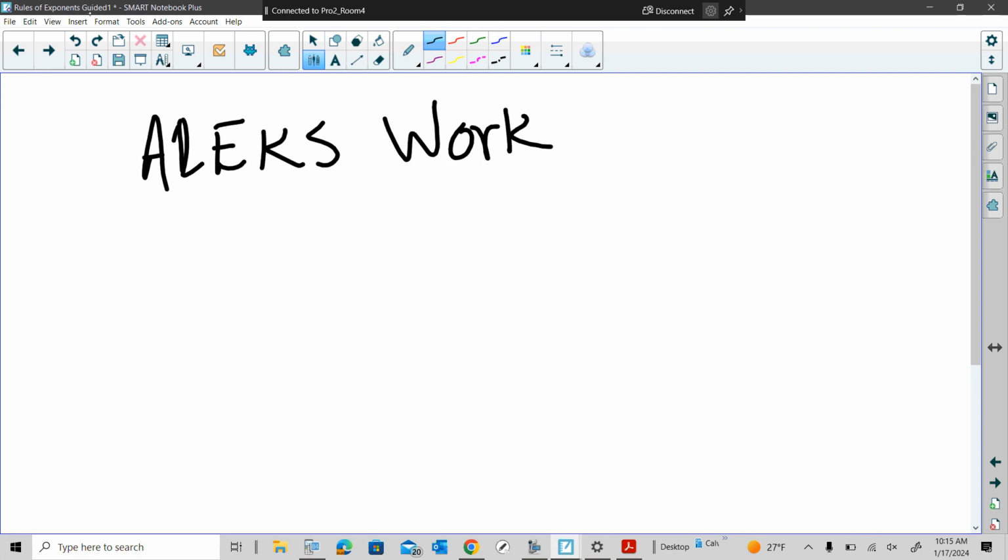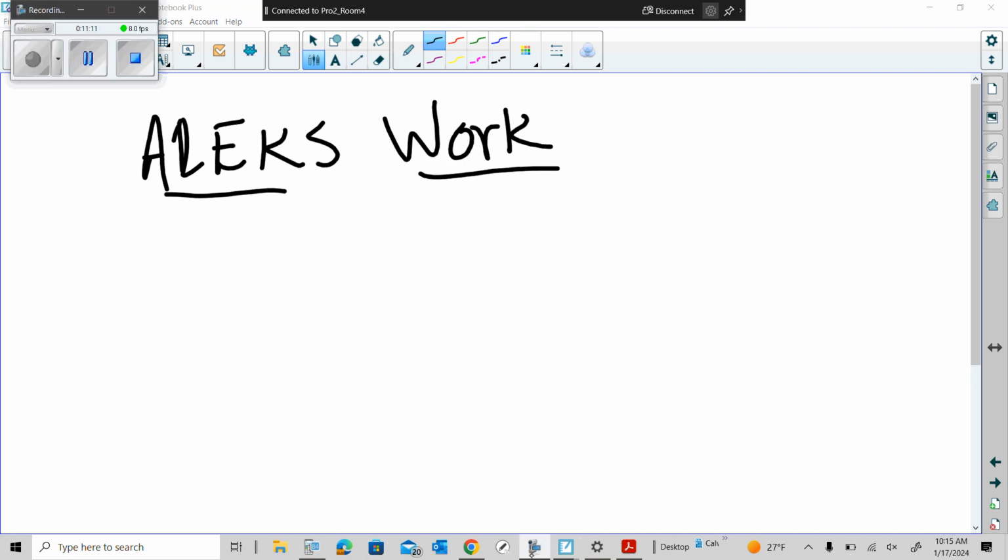Guys, when you get done with the packet, your Alex work is going to go on the back of the packet. Flip to the last page. You see how it's spaced? Your Alex work is going to go on the back. Yeah, you can do some of the problems mentally, but some you might have to do each term. Okay?